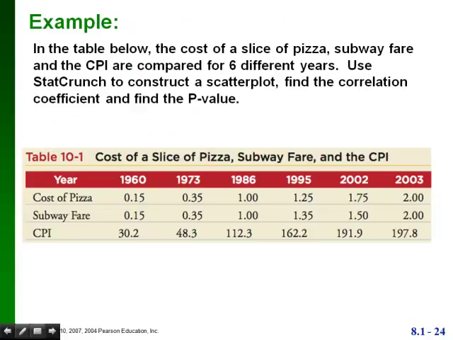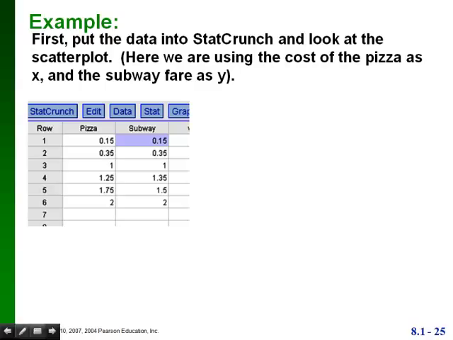Here's an example of some data that we're going to look at. This compares the cost of a slice of pizza, subway fare, and the CPI in certain years. So what we're going to look at is whether there's a relationship between the cost of pizza and subway fare, and whether that relationship might be linear. The first thing we want to do is look at the scatter plot of the data. To do this in StatCrunch, you would put the cost for the slice of pizza in one column and the subway fare in another column. Make sure that they match up. For this example, we're going to use the cost of the slice of pizza as our X value and the subway fare as our Y value.